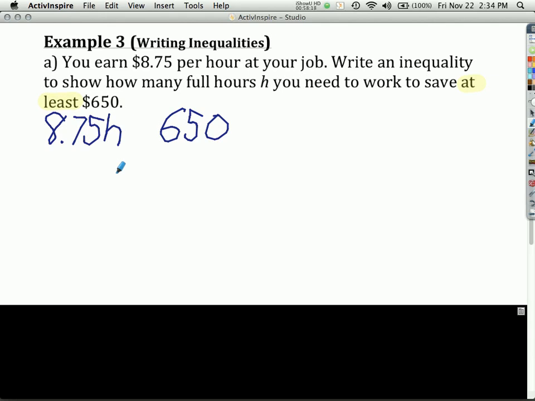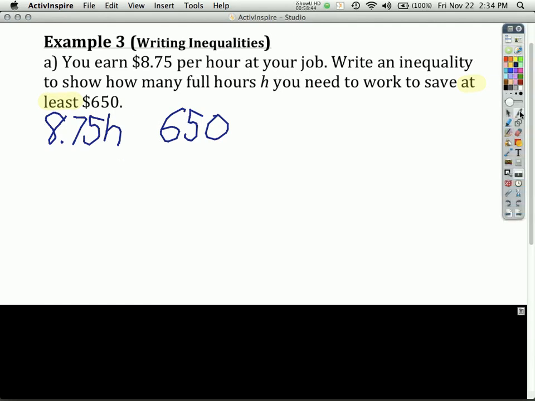So here's my question. It says I'm going to save at least $650. Is the $650 the minimum amount I should earn or the maximum amount? Is it the minimum or maximum? Alyssa? It's the minimum. That's the lowest amount I want to earn, right? So I want to earn $650 or anything beyond that. And so Brandon was right.